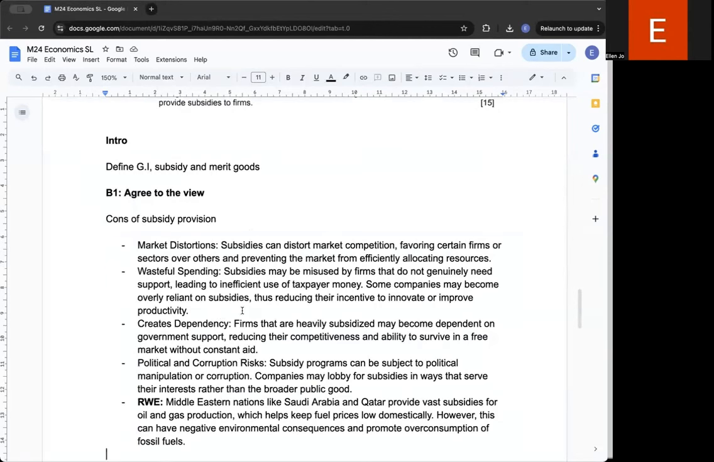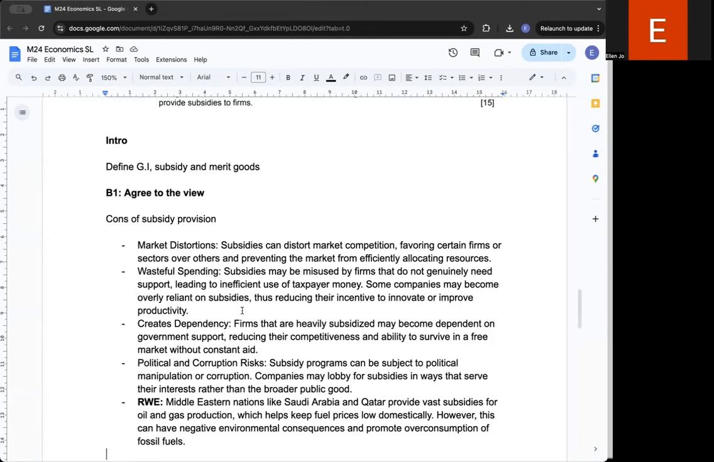First, the essay can have one main discussion point that is mainly agreeing to the view, which means talking about the concept of subsidy provision. So first, subsidies can distort market competition, favoring certain firms or sectors over others and preventing the market from efficiently allocating resources. Also, subsidies may be misused by firms that do not genuinely need support. And firms that are heavily subsidized may become dependent on government support, losing their competitiveness, etc. And subsidy programs can be subject to political manipulation or corruption.